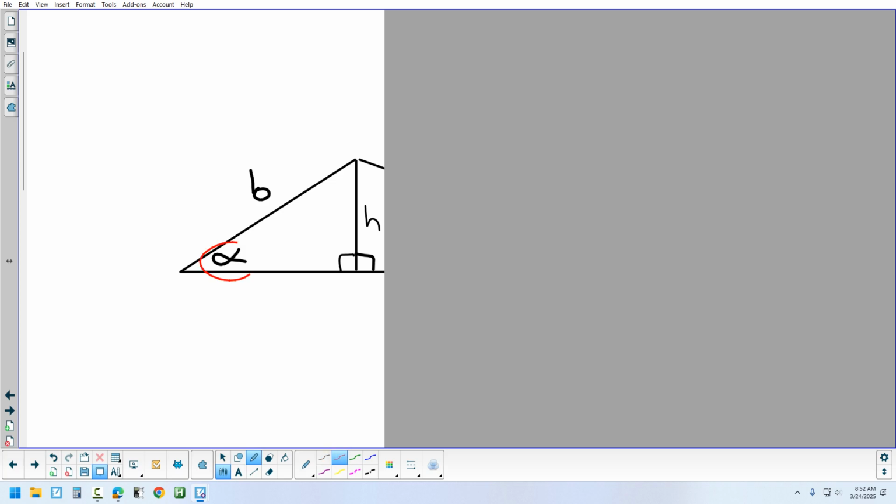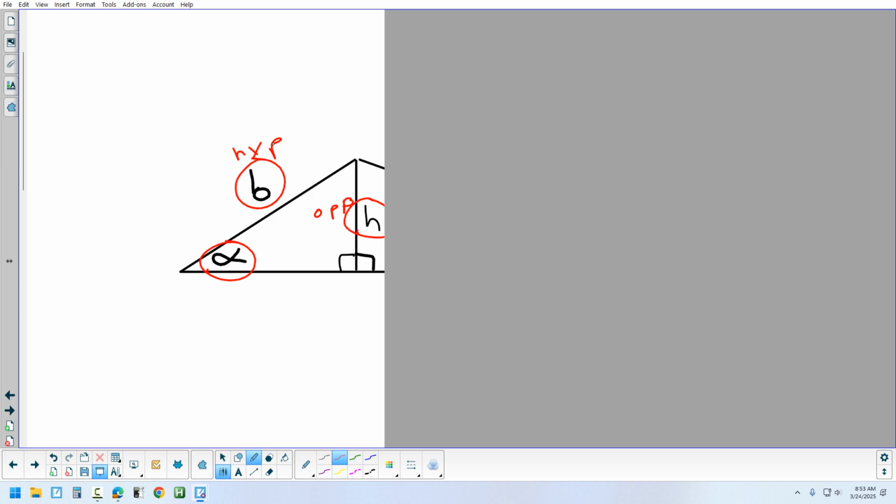First thing I want to do is focus on those three pieces of information. From this angle, what position is side H? Is it opposite, adjacent, or hypotenuse? This is opposite. So side H is opposite. And what about side B? Adjacent or hypotenuse? That's hypotenuse.